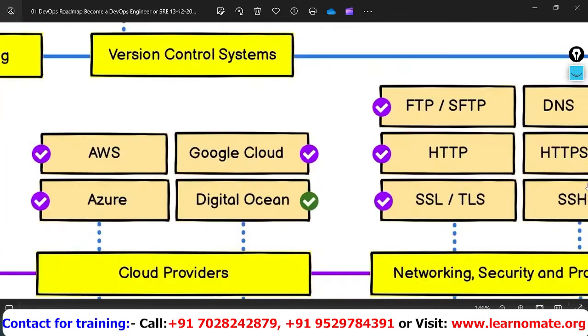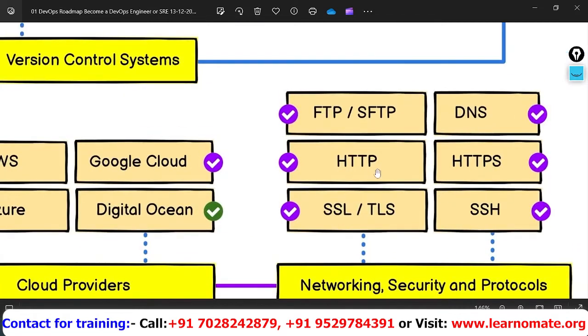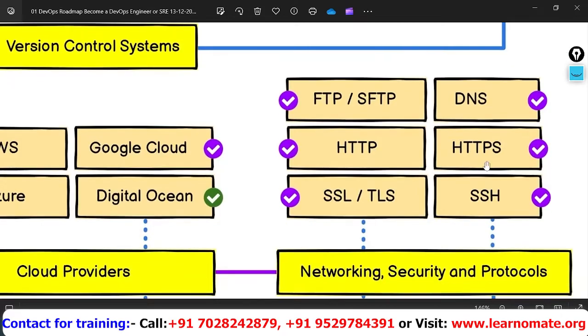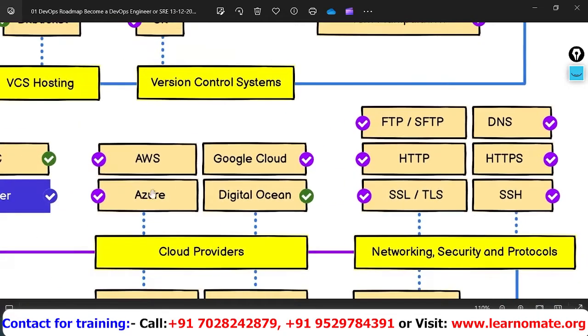Then FTP means file transfer protocol, HTTP, which is hypertext transfer protocol, HTTPS, hypertext transfer protocol secure, and SSL TLS. These are the certificates. SSH, which is secure shell connection. When you are connecting any Linux machine through the terminal, you can use SSH setting.